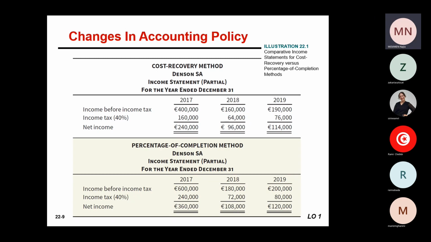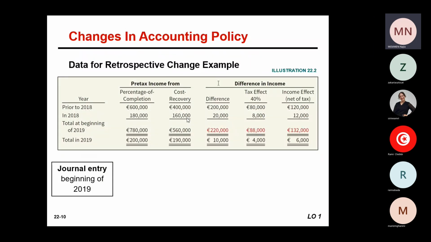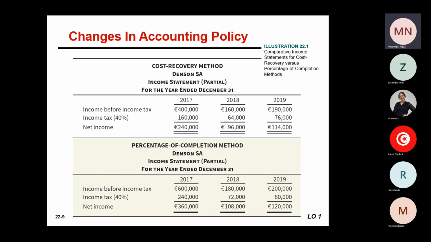For the firm, if they kept using the cost recovery method, they got in 2017 income before taxes of 400, 2018 160, and then 2019 190. They pay income taxes of 40%, so income tax expense of 160, and 64 in the following year, and 76 in the next year. So the net income was 240, 96, and 140.